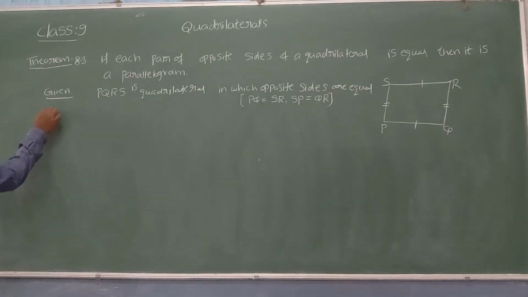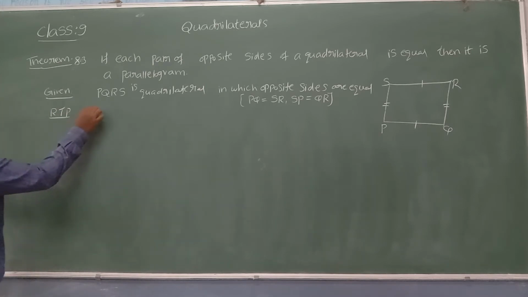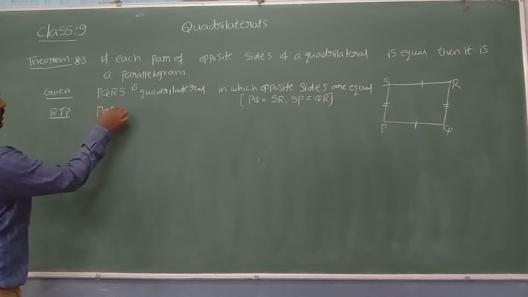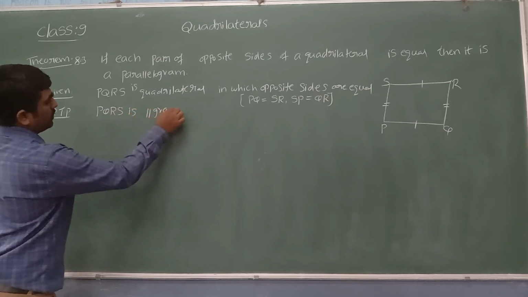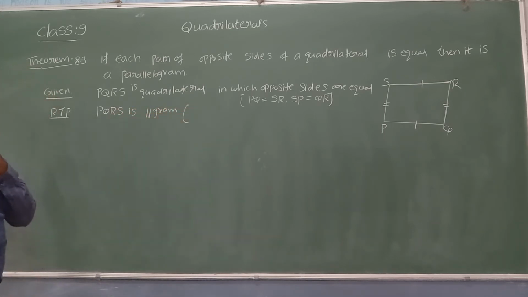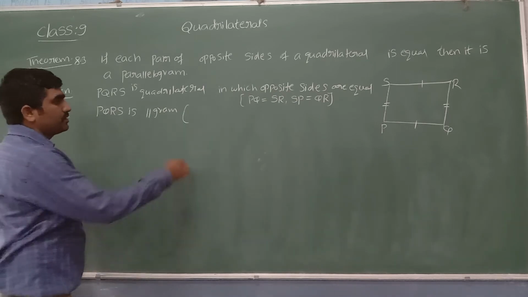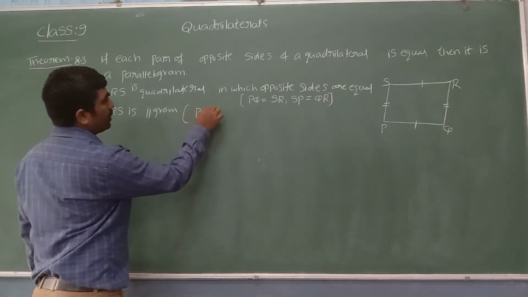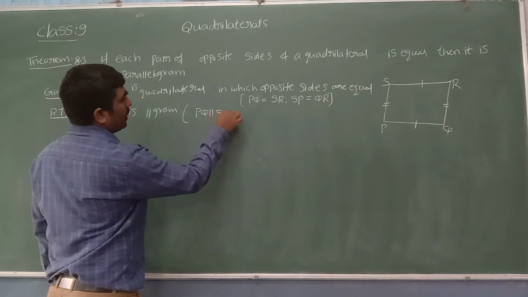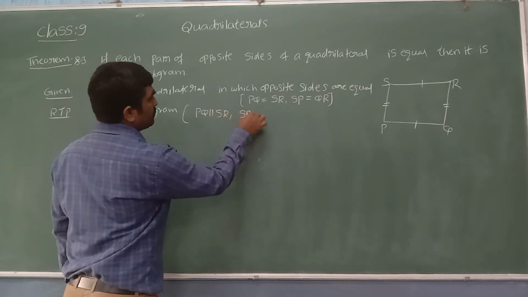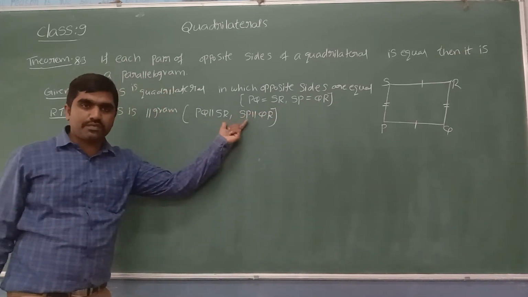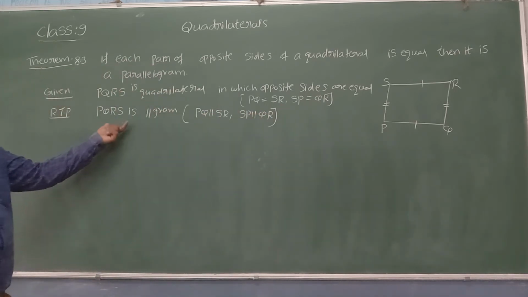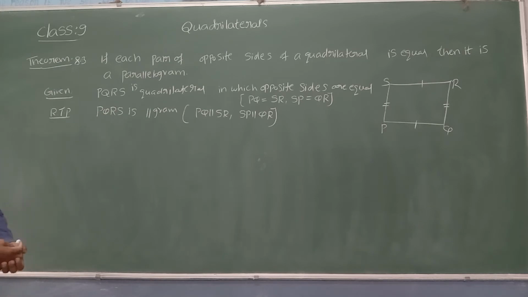Then what is RTP? What is required to prove here? We have to show that it is a parallelogram. Sir, we have to prove that PQRS is a parallelogram, which means opposite sides are parallel, two pairs of opposite sides. We have to show PQ is parallel to SR and also the other pair, SP is parallel to QR. Once two pairs of opposite sides are parallel, then we can say that it is a parallelogram.